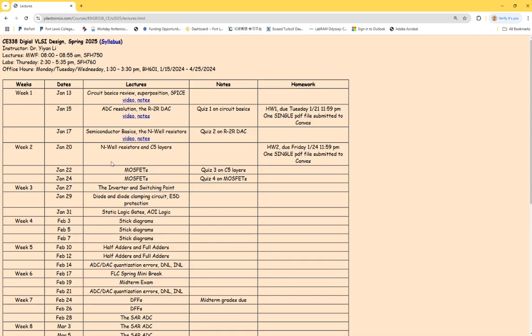So this week we'll finish all the N-Well resistor stuff and cover C5 layers, which is the integrated circuit chip. All the layers, including the oxide and the metal layers, diffusion, all these kind of things for layout purposes. Very important topics. And operation of MOSFETs, NMOS, PMOS, how to form logic gates using MOSFETs.